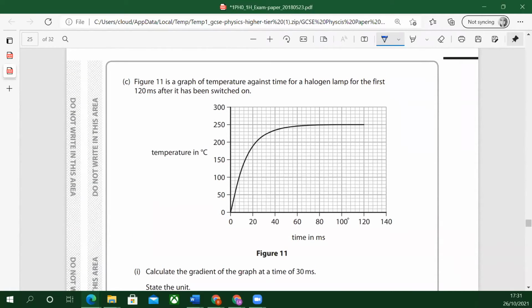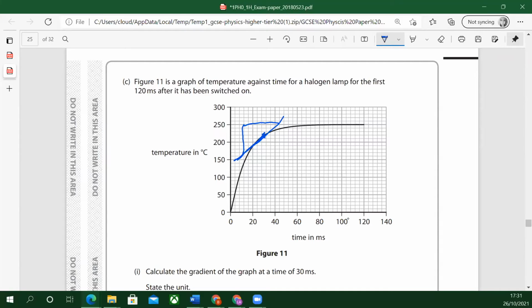Right, let's look at 30. So this one, 2, 4, 6, 8. So 2, 4. Okay, so that's going to be right in the middle there. 30. Then to get the gradient at that point, we need to draw a tangent. So it's a straight line, as straight as we can. Okay, so let's draw it up like that. So it's like a triangle, to get the tangent there.